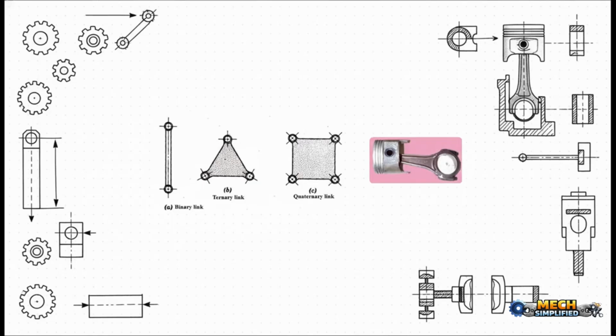And here's what's so cool. On the left, you see how engineers draw these things? Just simple lines and circles? But on the right, you see the real deal, a heavy-duty piston and connecting rod from an actual engine. Engineers take these complex, real-world parts and boil them down to their simplest form to understand how they work.